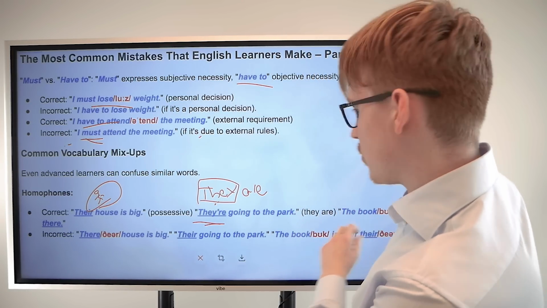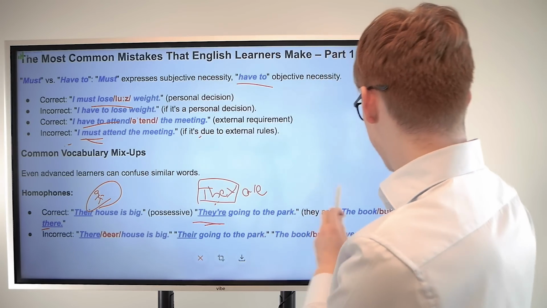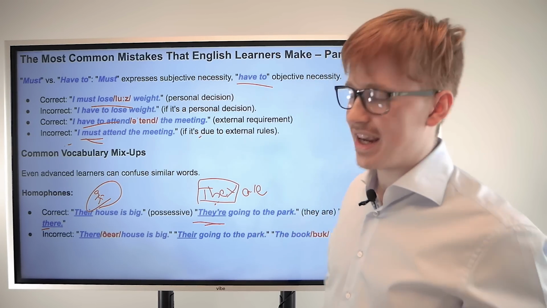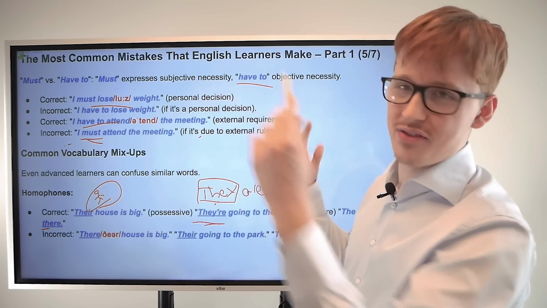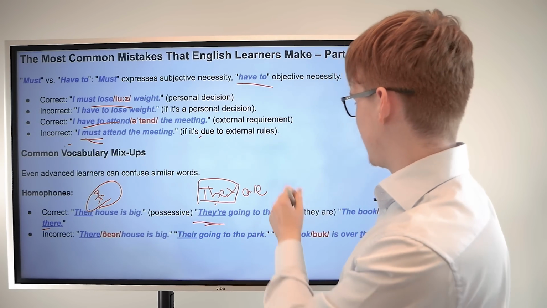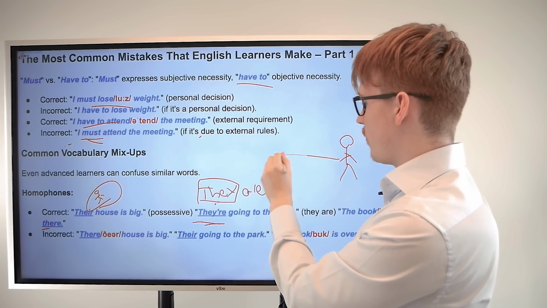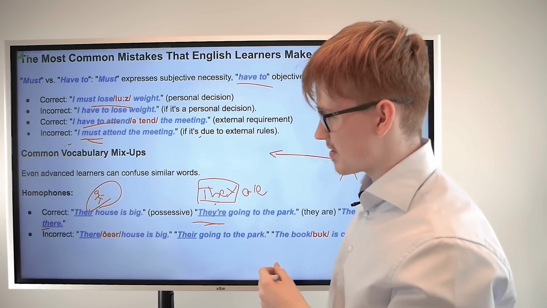And last but not least, we have over there. So the book is over there. And this one is the last one in the homophone collection of theirs. And there is when you're pointing towards something. So let's get our stick man here. So he's pointing over there. And you'll point at something and say there.